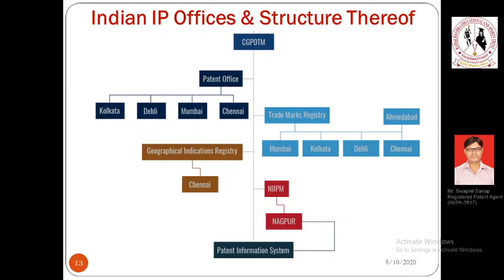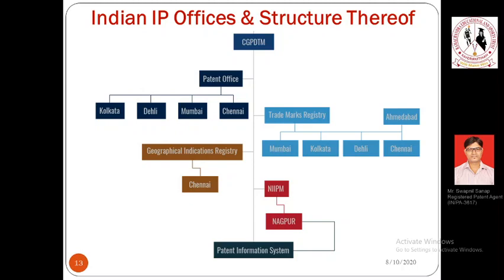For example, the Delhi patent office is closer to all the people in the north. People in Jammu Kashmir, Uttar Pradesh, nearby Chandigarh, Haryana, Punjab, can file their patent application in the Delhi patent office. Whereas people in the west, for example Madhya Pradesh, Maharashtra, Gujarat, Goa for that matter, can file their application in the Mumbai patent office.